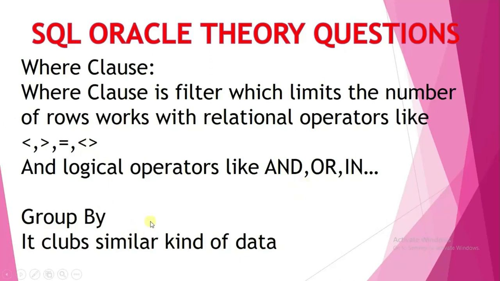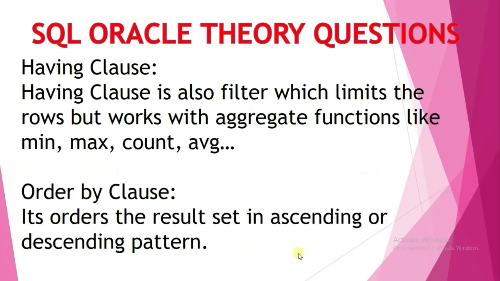What do you call group by? It clubs similar kinds of data together. Moving to the next one, the having clause. The having clause is also a filter which limits the rows but works with aggregate functions like minimum, maximum, count, average. This is the difference between having and where clause. The order by clause orders the result set in ascending or descending pattern.